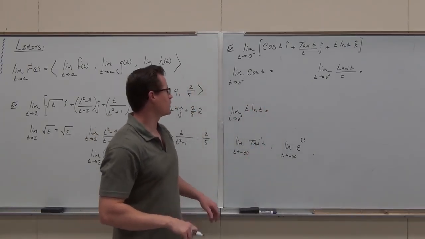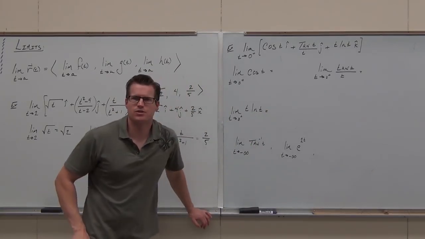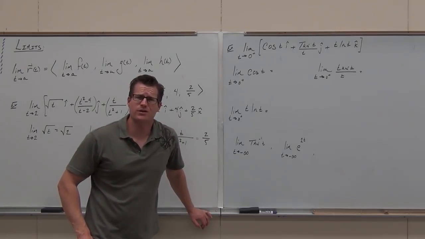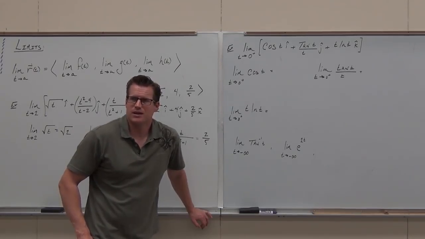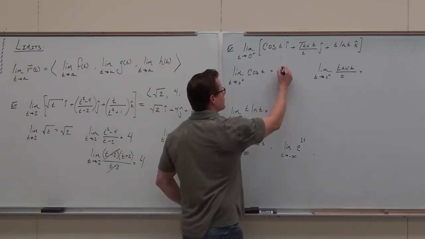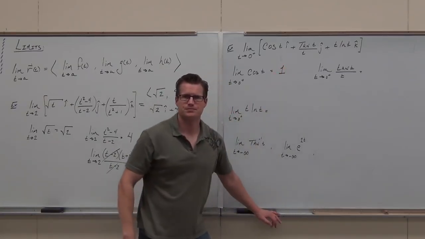Can anybody tell me, what's the limit of cosine t as t approaches 0 from the right? If you don't remember, with continuous functions, right and left don't even matter. Just plug the number in. Since cosine t is continuous everywhere, it has no asymptotes, no nothing, just plug in 0. What's the limit of cosine t as t approaches 0? 1. So from the right, it must also equal 1. You guys okay with that one?